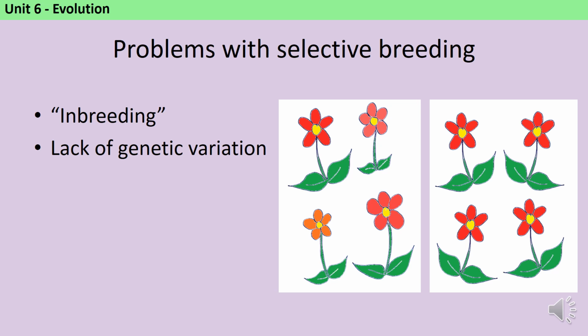Another disadvantage of selective breeding is that because all of the animals or all of the plants come from one line, there's a general overall reduction in genetic variation. This means that the population can't really evolve anymore or adapt to changes in the environment, and something that affects one of the plants is going to affect all of them.